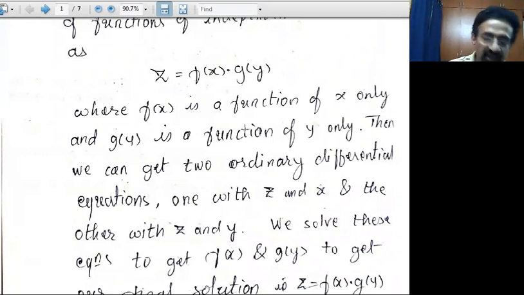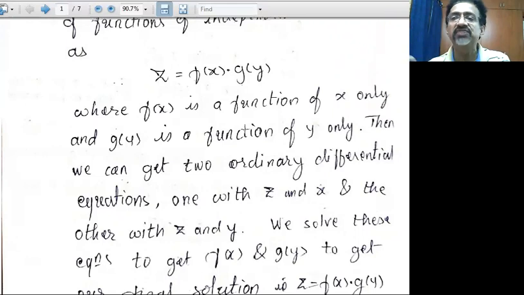So my left hand side gives me a function of x, and the right hand side gives me a function of y. Now I'm equating both of them. I'm equating a function of x to a function of y. So when is it possible? It is possible only when both of them are equal to a constant. If I equate the right hand side to a constant, I get one equation in x. If I equate the left hand side to a constant, I get the other equation in y.